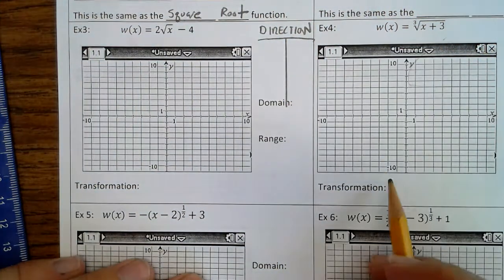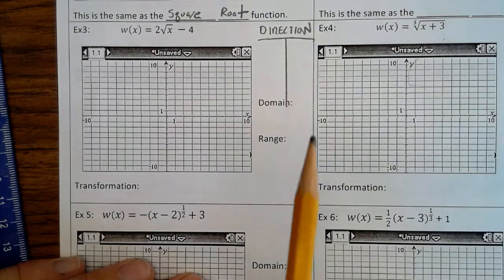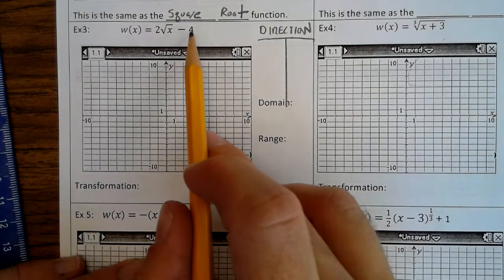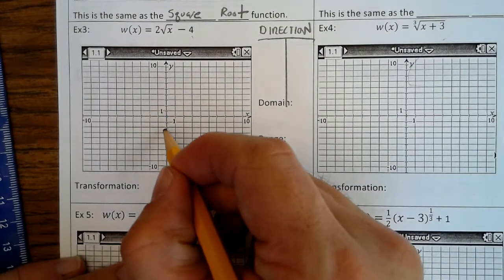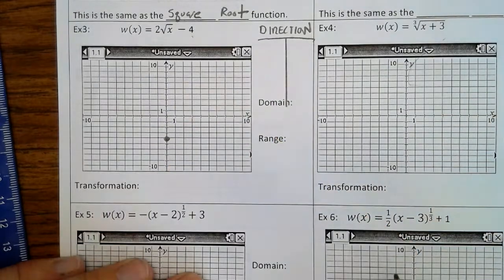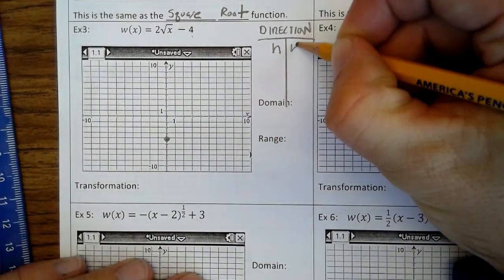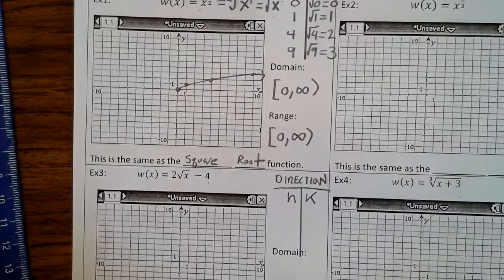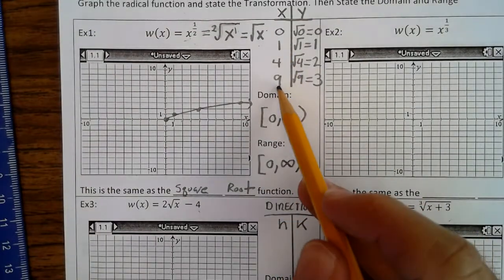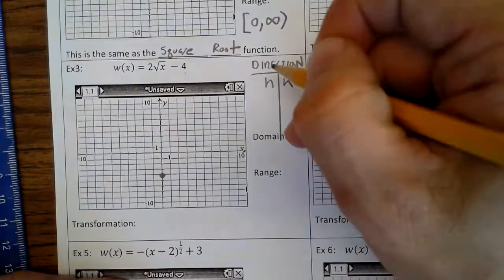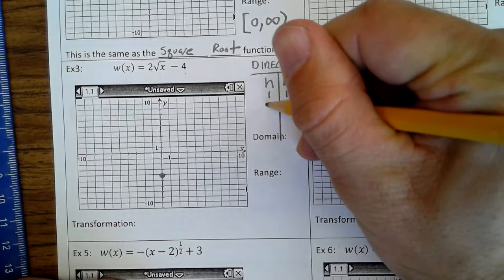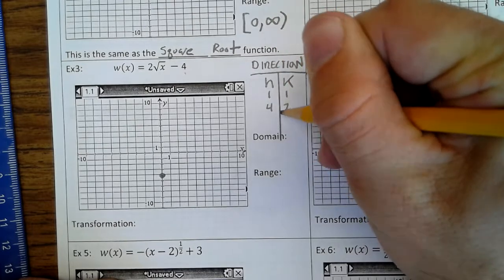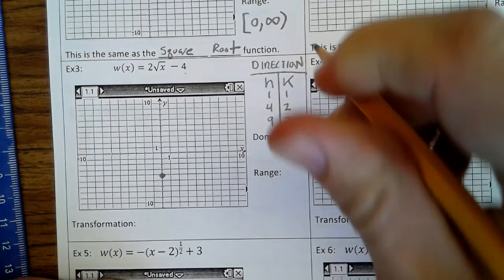All right, so we know the directions, but before we move the direction, we need to move the vertex. And we know the vertex goes down 4. So 1, 2, 3, 4. Okay, now that's our new h, k. And these were points, but they're also now our directions for square root. So (1, 1), (4, 2), and (9, 3).